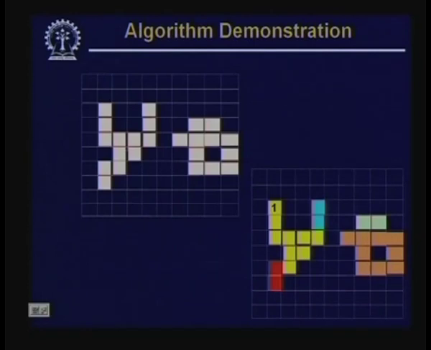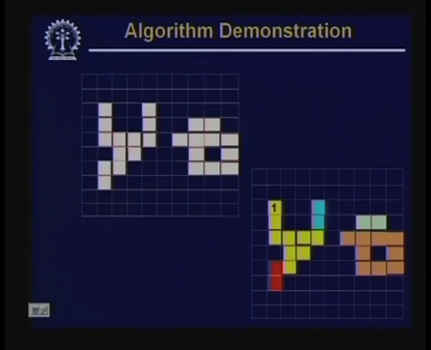So, now let us see how the algorithm works. You find that in this case we have shown two different regions of connected pixels. The pixels belonging to a particular object are marked with color white, and the pixels belonging to the background are marked with color black.